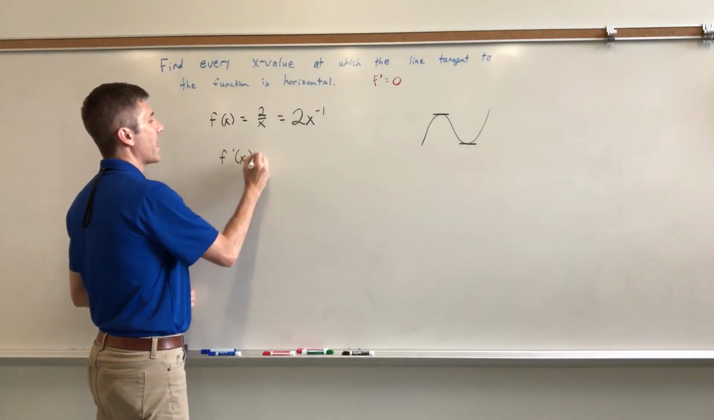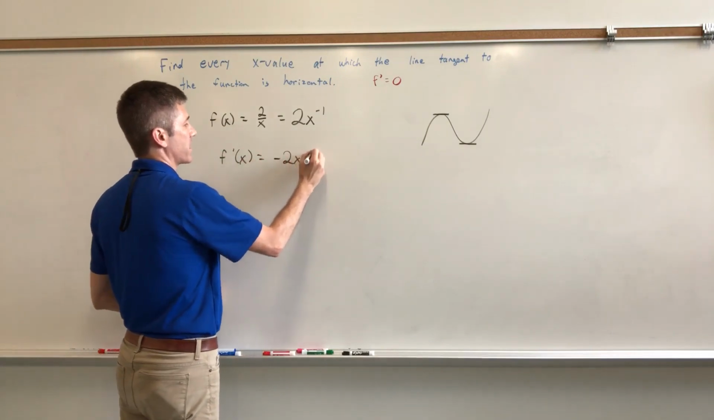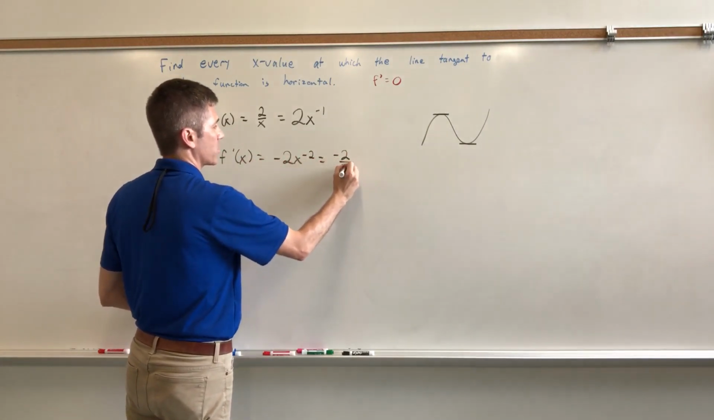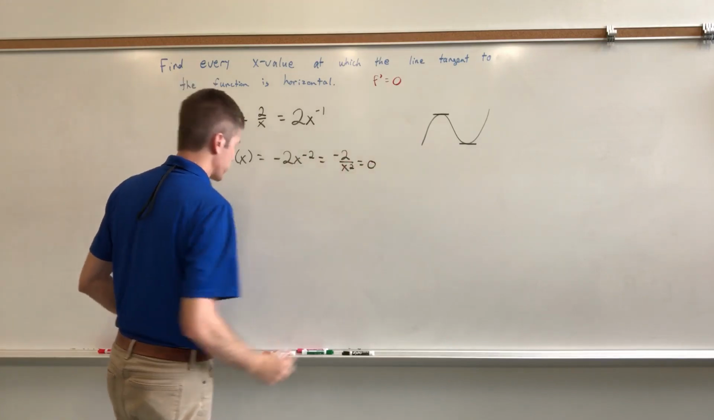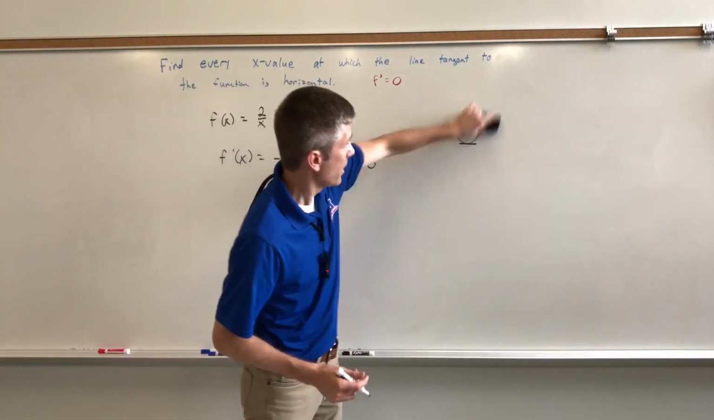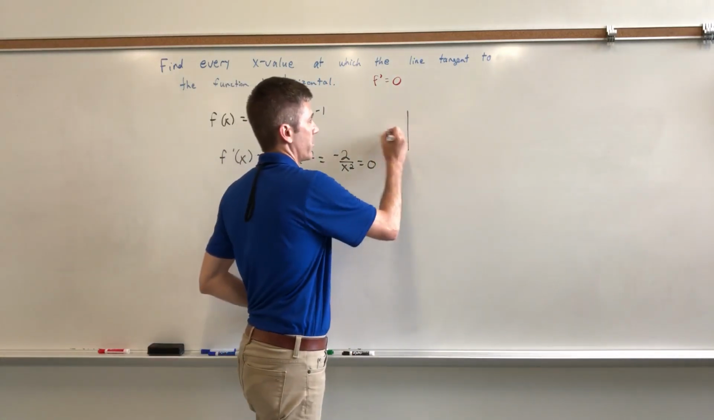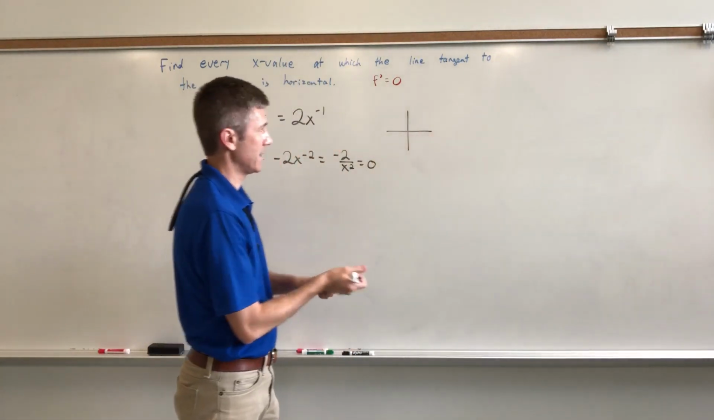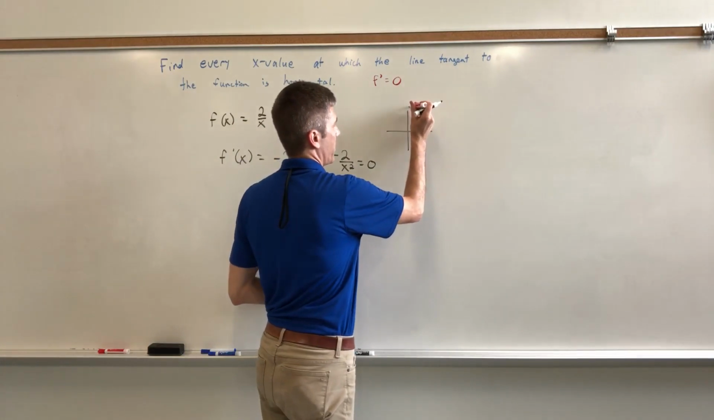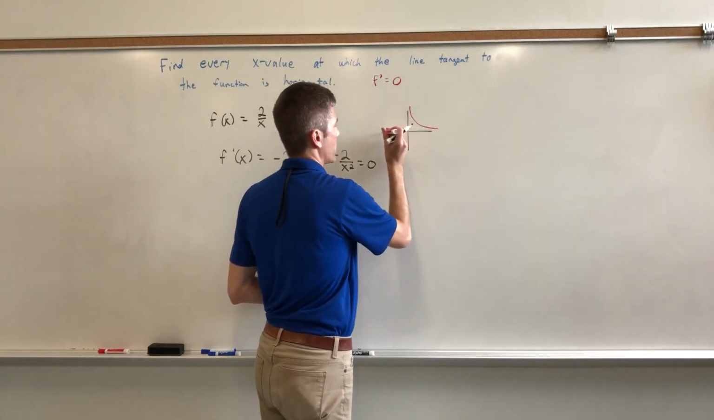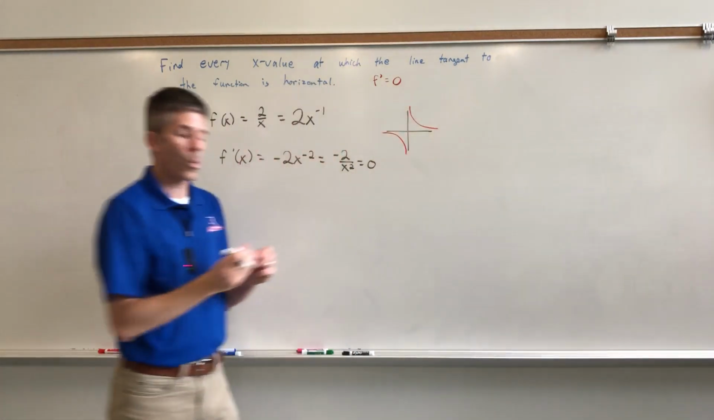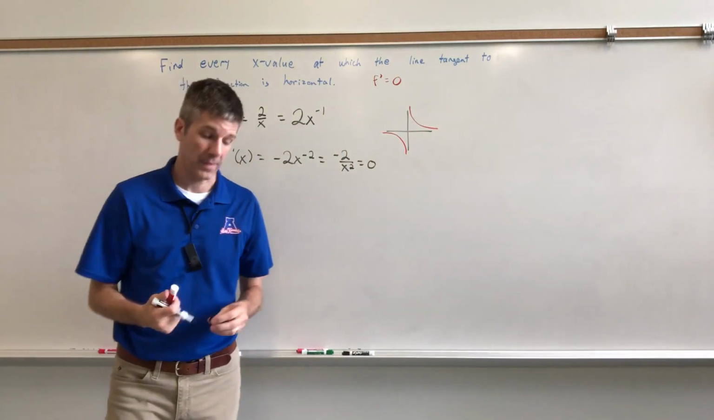So now we find the derivative. Negative 2x to the negative 2. That's really negative 2 over x squared. And we're going to set that equal to 0. That is not what the graph of this one looks like. The graph of this one, 2 over x, actually, we'll draw it in red. It's going to look a little bit like this right here. And I want to know where the horizontal tangent lines are on that.